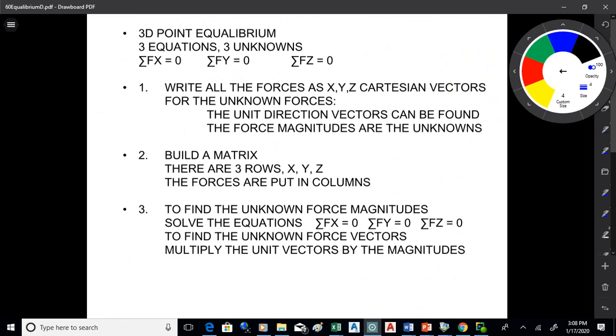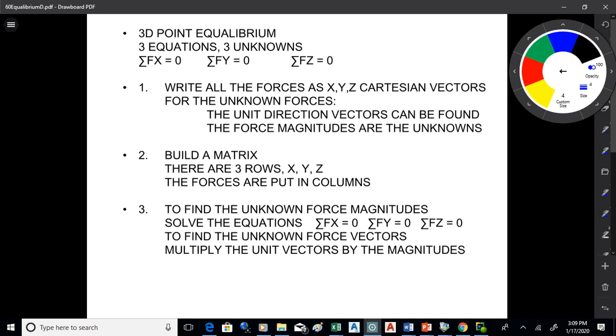So I have a page there, it's 248, and it just has the steps listed out. As I mentioned before, 3D I approach in a more formal way than I approach 2D. Okay? So 3D I tend to walk through it in a very systematic way. And there's basically 3 steps. The first step is to write all the forces as x, y, z Cartesian vectors.